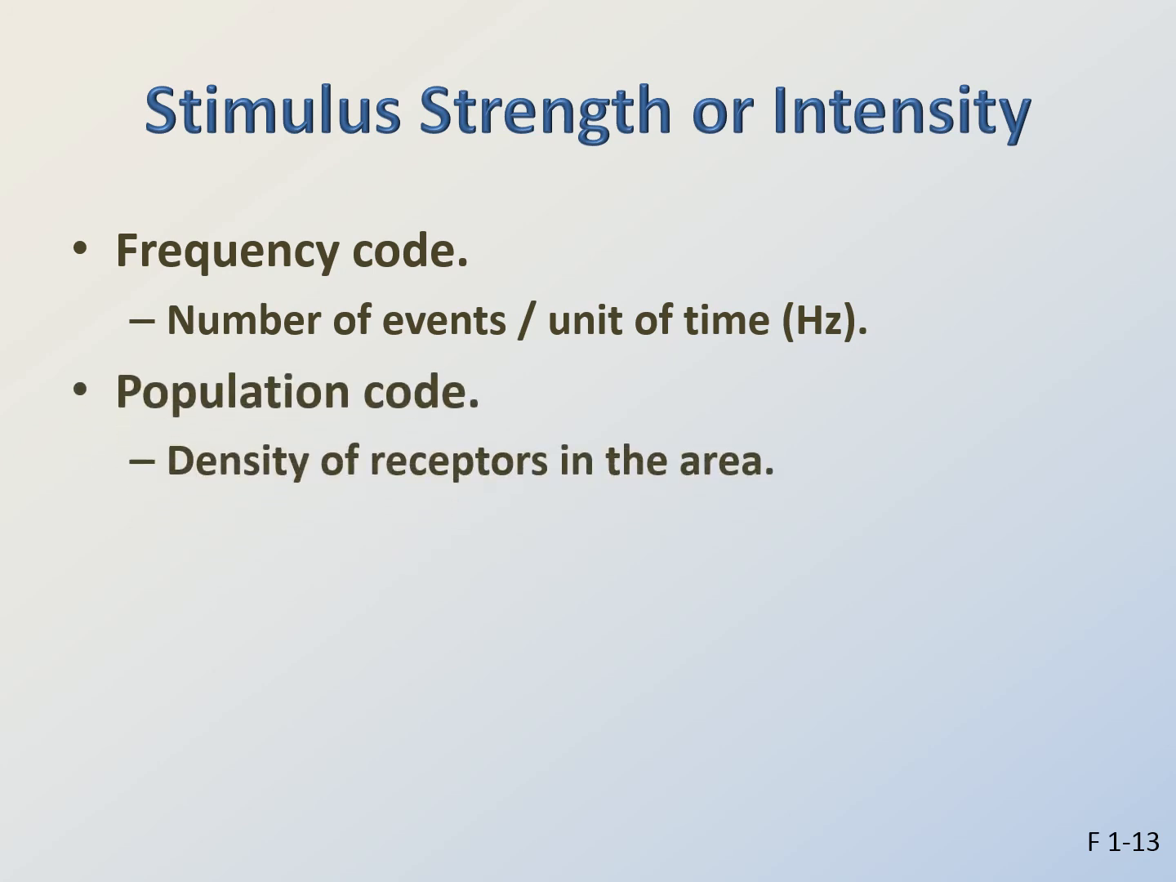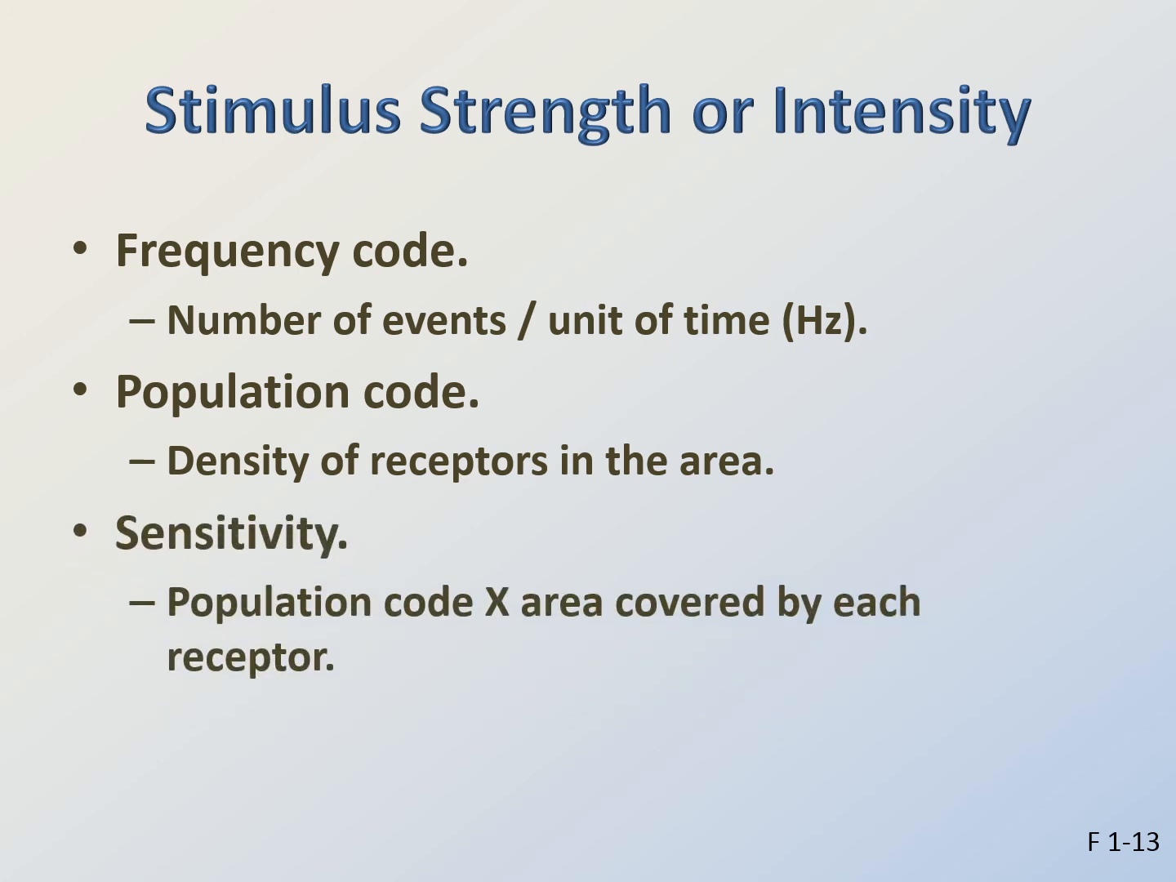Population codes refer to the density of receptors in a given area or volume. If you press an area that has 20 receptors per square centimeter, it will be perceived as a stronger signal than if you press an area that only has 4 receptors per square centimeter. Finally, the sensitivity of an area or the ability to discriminate inputs is determined by the population code times the area which a receptor covers.